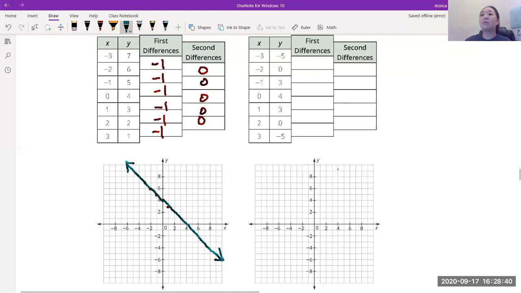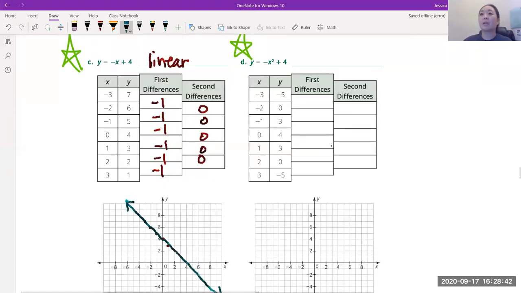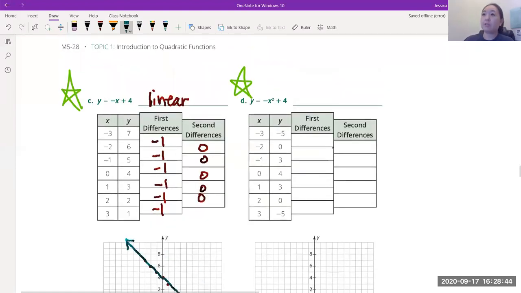All right, and then for the second one, you should have gotten, this is definitely quadratic because it has this exponent of 2.